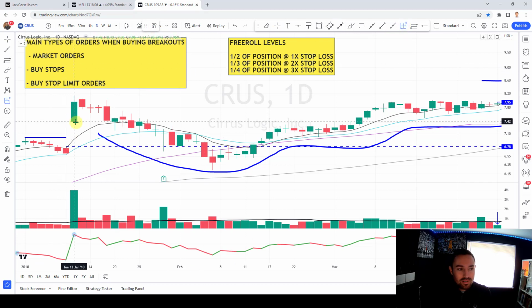Well, price gaps up to here. So suddenly you're filled around 9.3% higher, because this is where the open is. The price gaps, so your buy stop now turns into a market order, and you're going to be filled at the next available price. So then you get filled up here at closer to, what's that, $7.72, 9% above where you were kind of intending to get filled.